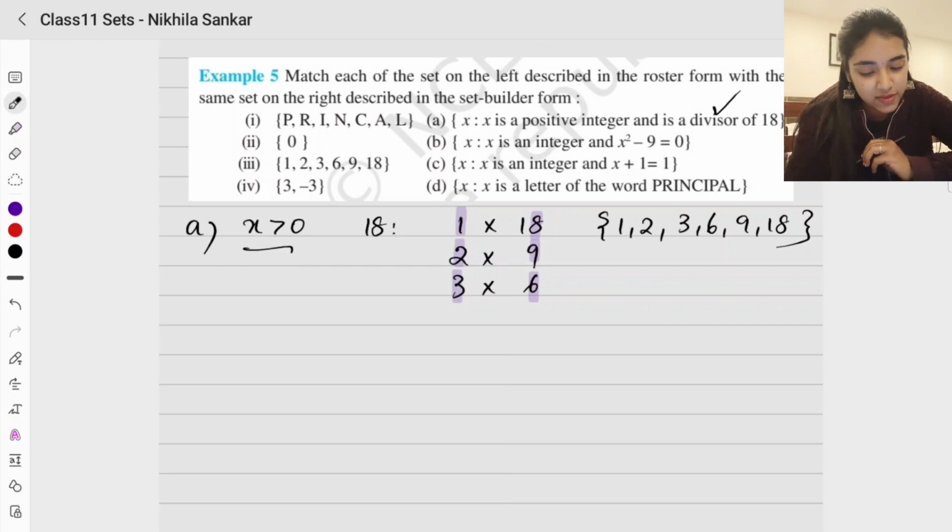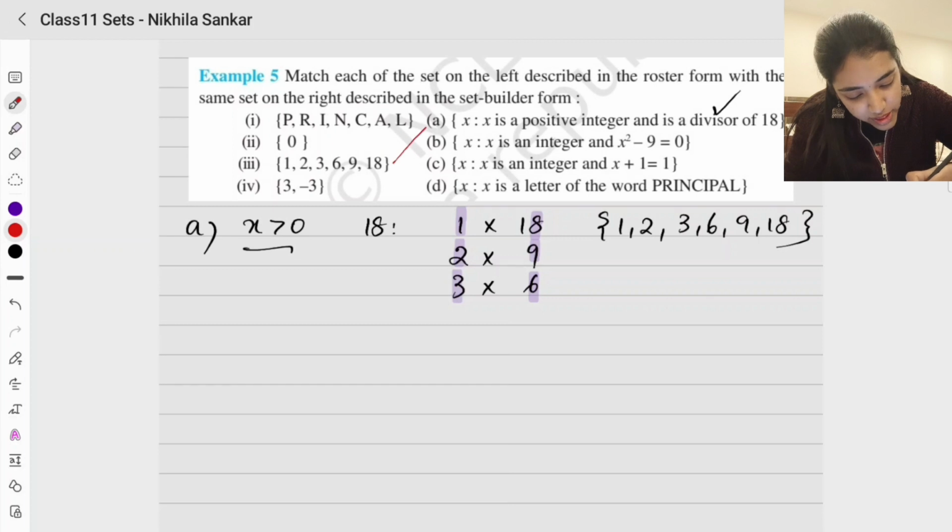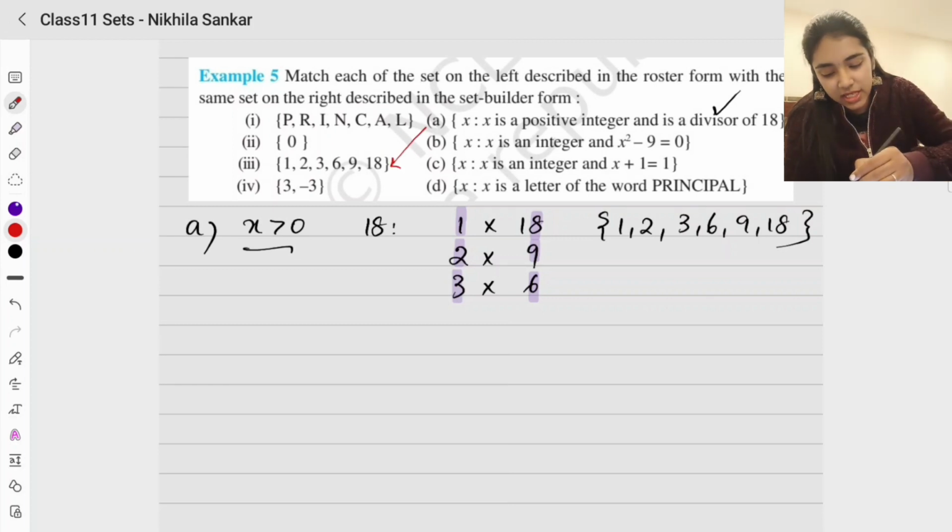The condition is satisfied. So what is this going to be? I'm going to match these two. Okay, so for A, it is going to be number 3. What was given for A? 3. Okay, now moving on to B.